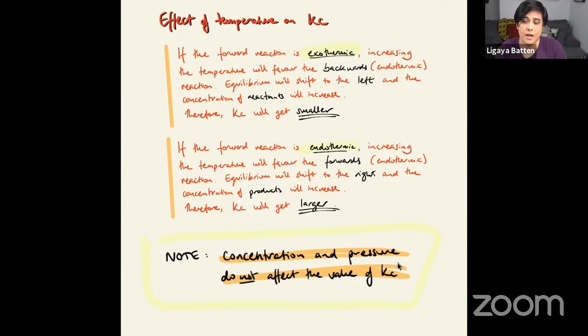Increasing the temperature will favour the forwards reaction in endothermic reactions, because increasing the temperature will always favour the endothermic reaction. So equilibrium will shift to the right, the concentration of products will increase, and Kc will get larger. So it's important to be able to express what will happen, not just to the position of equilibrium, but also to the value of Kc if you change the concentration, pressure, or temperature. And it's mainly important to know that concentration and pressure do not affect the value of Kc, but temperature does.